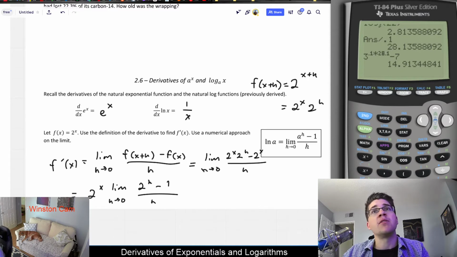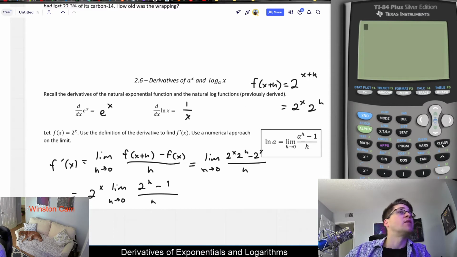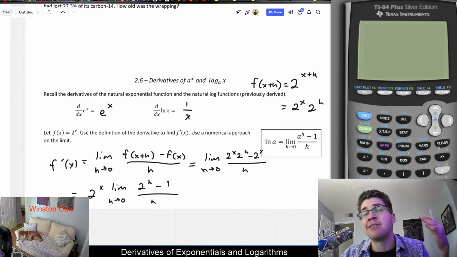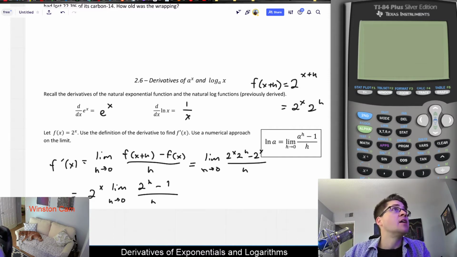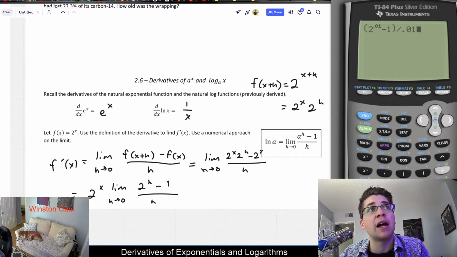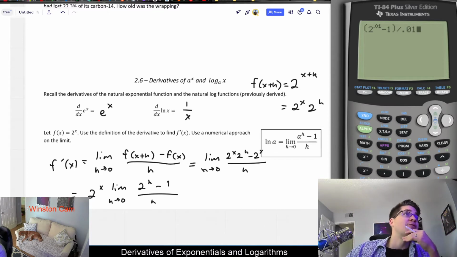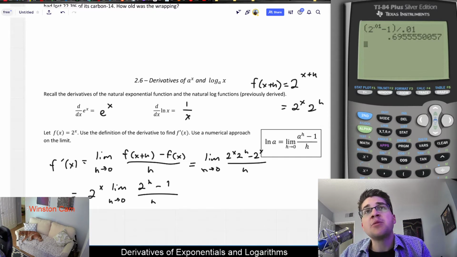If I want to know what's going on with a limit as h approaches 0, I could plug in, say, 0.01 or something very arbitrarily small. So I'll go ahead and use parentheses: (2^0.01 - 1) divided by 0.01. I'm just substituting in 0.01 for h, which is not equal to the limit, but it's a way of approximating its value. And this would give us a value of about 0.696.